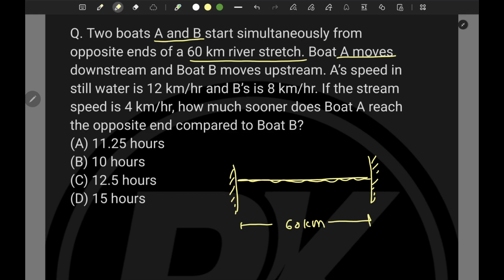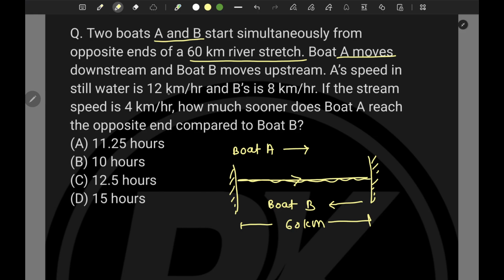Boat A moves downstream and boat B moves upstream. So let us consider the river is flowing in this direction. Now here is boat A, which is moving downstream. Downstream means the river's direction and the boat's direction are the same. And boat B is moving upstream. So let us consider boat B is coming from here. So here boat B is coming in this direction.